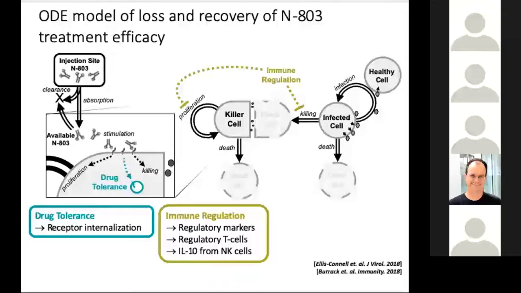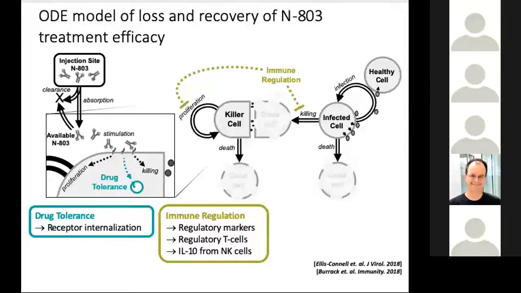Another mechanism, or group of mechanisms, that they identified relates to all of those feedback loops that I just talked about. So they noticed an increase in regulatory markers, including PD-1 and CD39, on their cells. And they also noticed an increase in regulatory T cells in these monkeys. And all of these serve to suppress proliferation and activation of effector immune cells. And then in a separate study, people have found that N803 can induce IL-10 expression, which is a cytokine that suppresses pro-inflammatory cytokines. And so that will also contribute to a general dampening of the immune response.